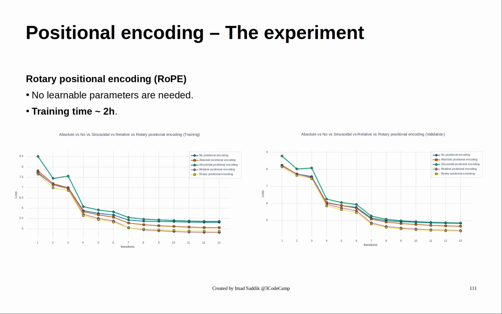Okay, this is the slide. So now I am comparing all the methods. So we have absolute, no positional encoding, sinusoidal, relative, and finally rope. And as you can see, rope is this one. It's in yellow. And as you can see here, it was close to the relative positional encoding method in terms of the loss value at the last iteration.